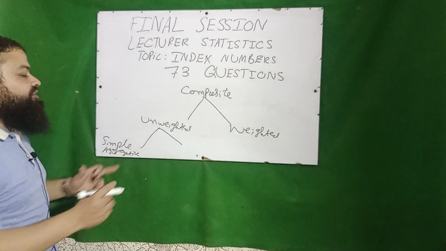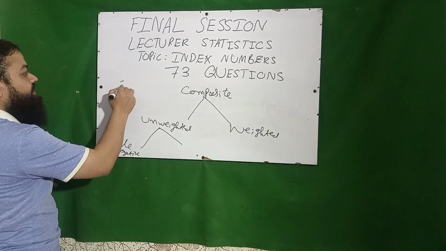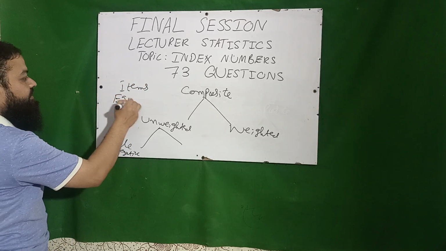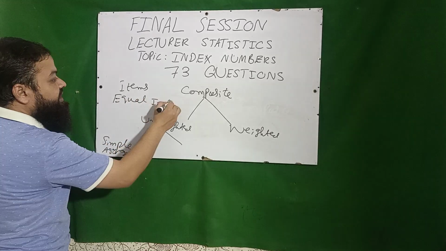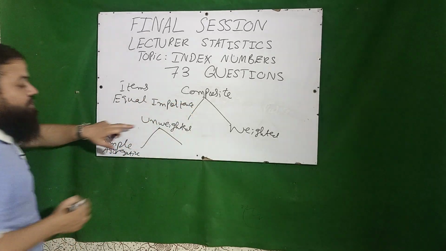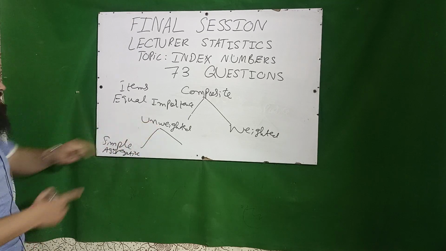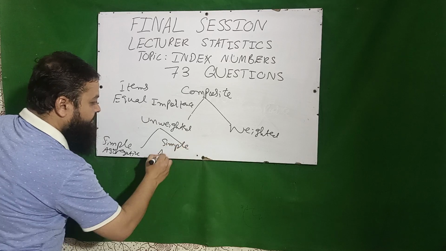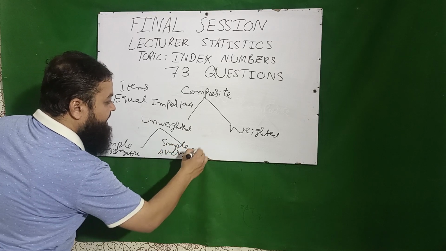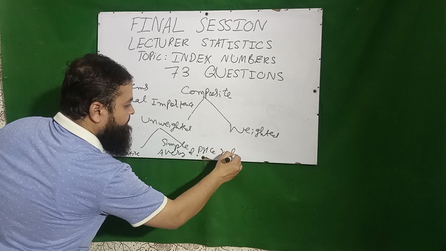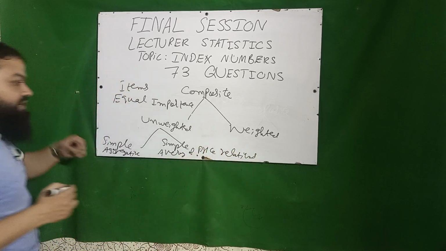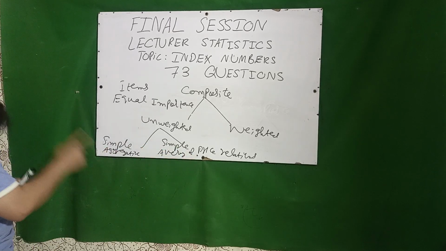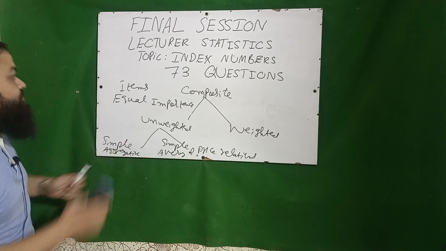And what is the difference between these two? When all the items, when all the commodities have equal importance, a very important MCQ, then we are talking about unweighted, and it is calculated by simple aggregative method and simple average of price relatives method. And one more MCQ I will give you. Simple aggregative method is superior to simple aggregative method. Now I will have to brief these two also.